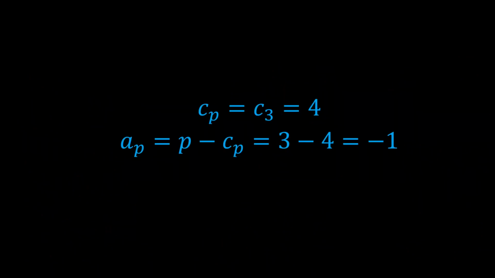Once we have this, we can calculate our numbers CP and AP. CP, which is defined as C3, is equal to 4, and AP is P minus CP, which is 3 minus 4, which is equal to minus 1.